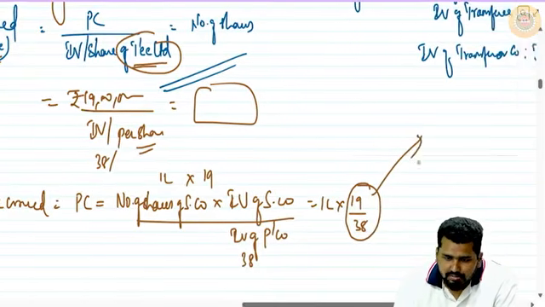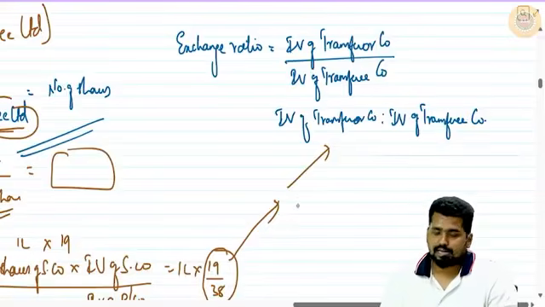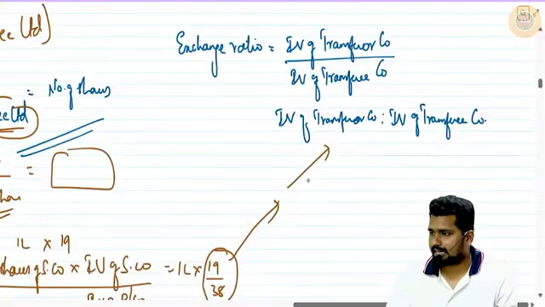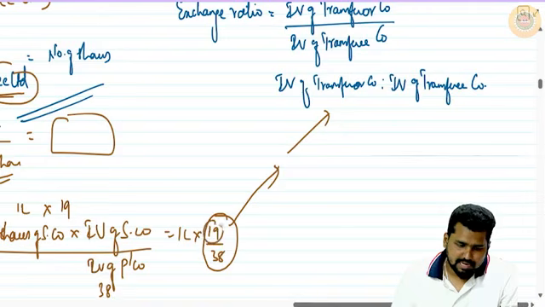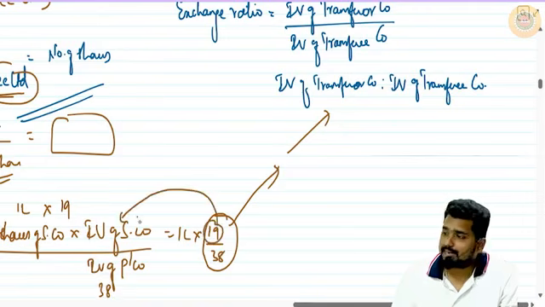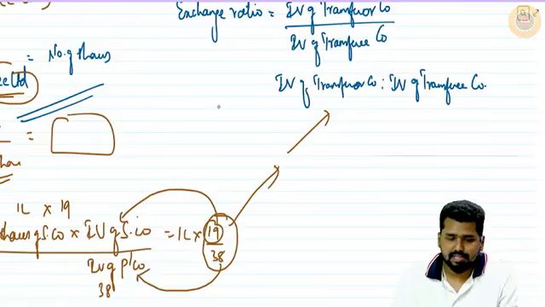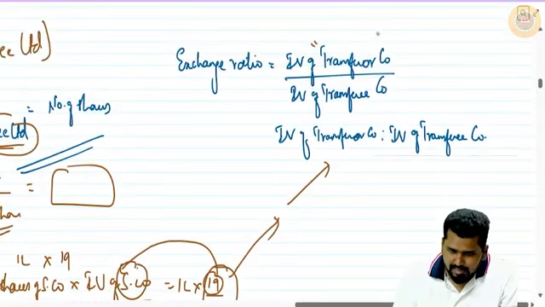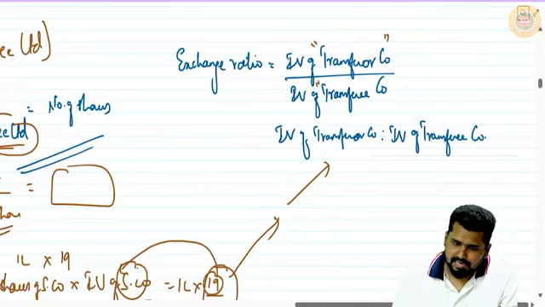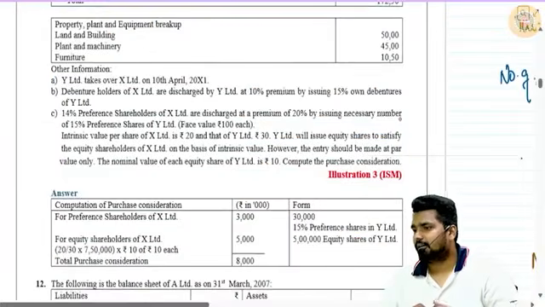This only we'll call as what ratio? Exchange ratio. Therefore, intrinsic value method can also be called as exchange method. Clear? Or exchange ratio they'll ask. Exchange ratio is nothing but what? 19. 19 means intrinsic value of what company? Selling company. 38 means what? Intrinsic value of purchasing company. Therefore, exchange ratio is nothing but intrinsic value of selling company, that is transferor company, divided by intrinsic value of transferee company. That is intrinsic value of transferor company is to intrinsic value of transferee company.